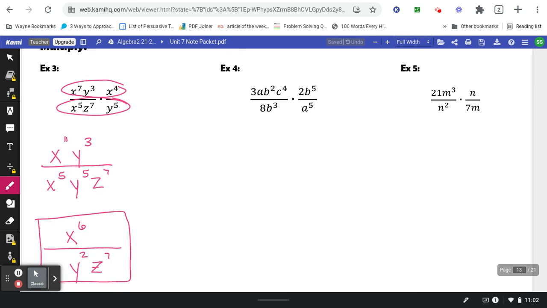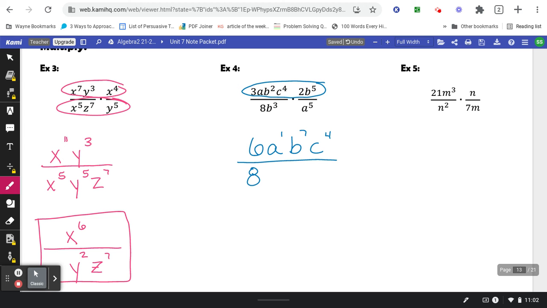Z's, I only have z's in the denominator, so those will stay in the denominator. Example number 4. Start by going across the numerator. Because I have two numbers, 3 and 2, I actually want to multiply those two numbers. So to get 6, and then a to the 1st, add the b's together, b to the 7th, c to the 4th, and then bring down the 8.